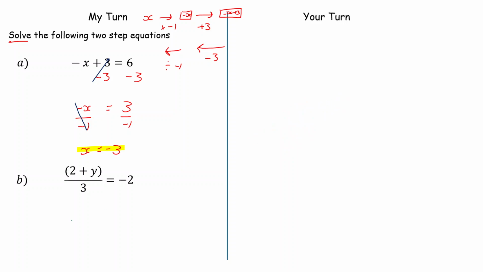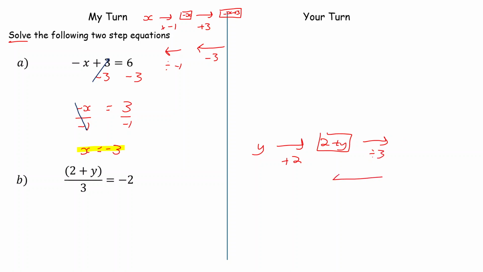Okay, good. The next question, we've got this 2 plus y divided by 3. So again, you've got to think, how did this begin? Of course, you always begin with your variable y, and usually I would write it y plus 2. But here they've written it 2 plus y, but it still means the same thing. You start with y, and they've added on a 2 to give you y plus 2, which is the same thing as writing 2 plus y. And then they've divided by 3.